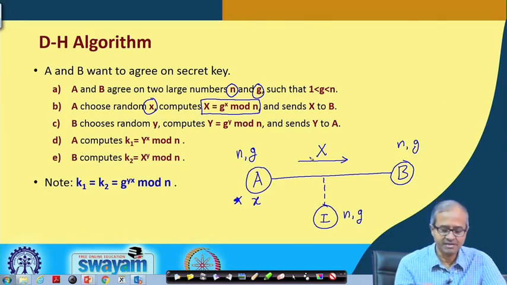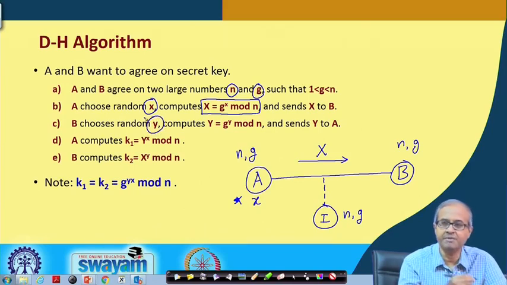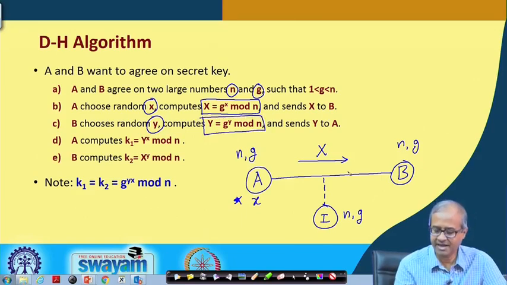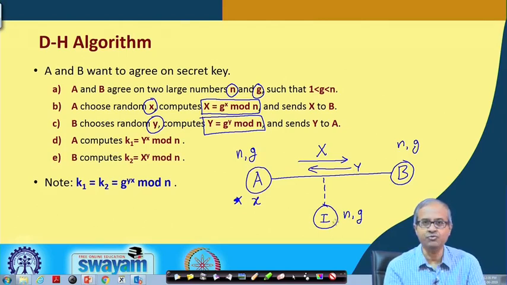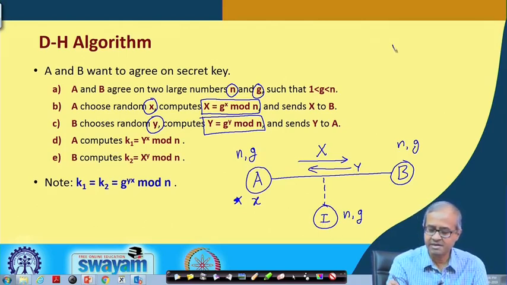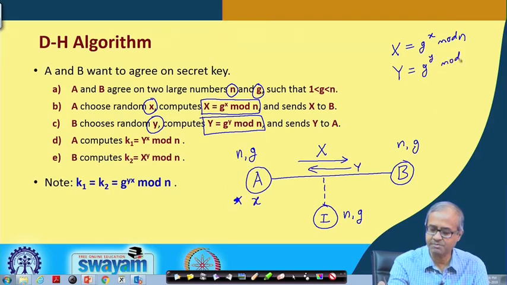B does a similar thing. B chooses some other random number y, and it calculates capital Y equal to g to the power y mod n and sends it back to A. Now, think of the intruder. The intruder knows capital X, which is g to the power small x mod n. It knows capital Y, which is g to the power y mod n, because these are the numbers which have been communicated over the channel, which the intruder is hearing.